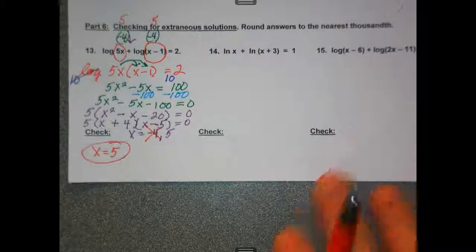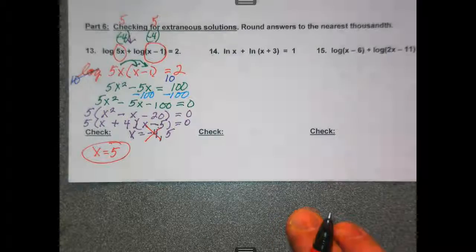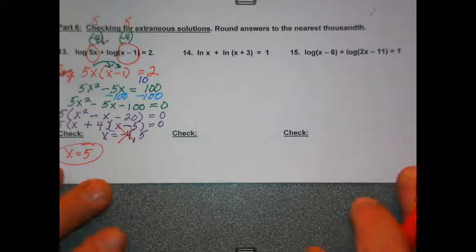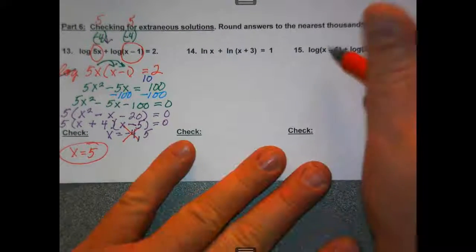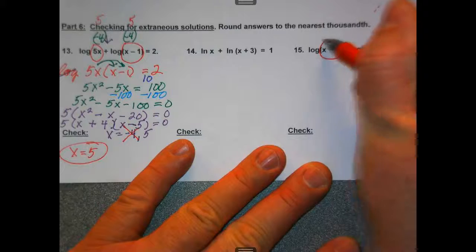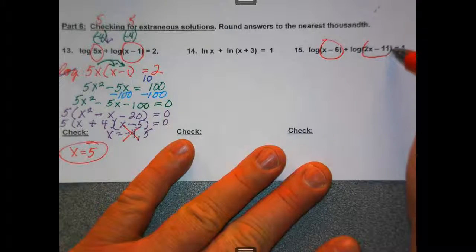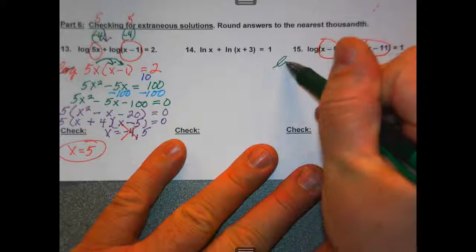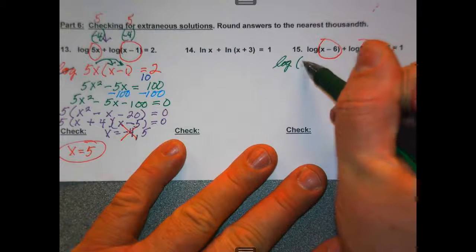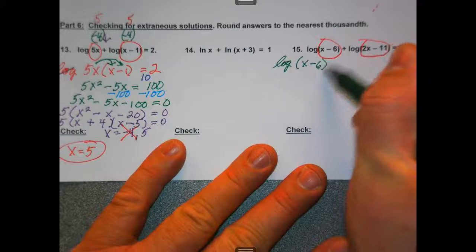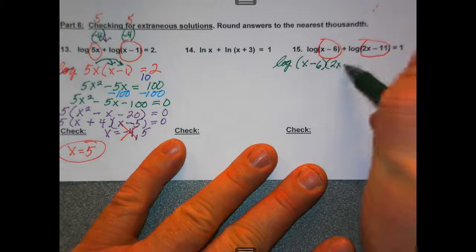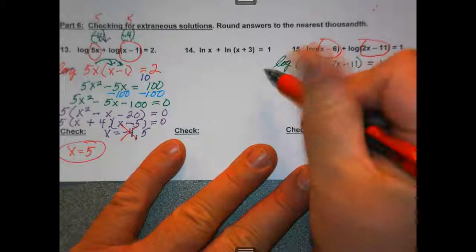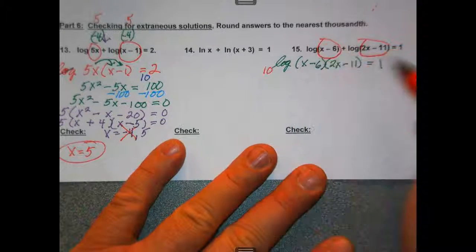Wasn't that easy? And if I do one more in under a minute, I'll lecture in less than 10 minutes. My two numbers, x minus 6 and 2x minus 11. There's a plus sign in between them, so what am I going to do? That's right, multiplying x minus 6 times 2x minus 11 equals 1. Got to get rid of the log first. Common log, so I'm going to use 10.